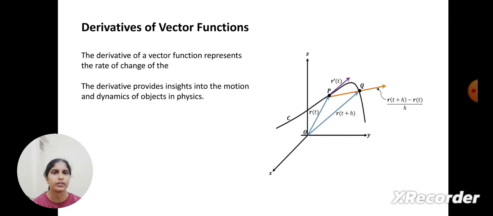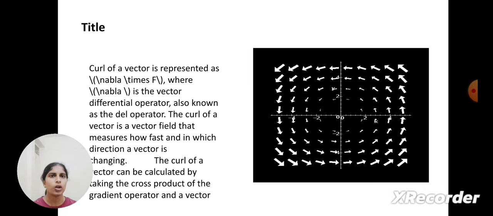Next, derivatives of vector functions. The derivative of a vector function represents the rate of change of the variable of interest. The derivative provides insights into the motion and dynamics of an object in physics. So, r of t plus h minus r of t, divided by h, is the equation for the derivative of a vector function.